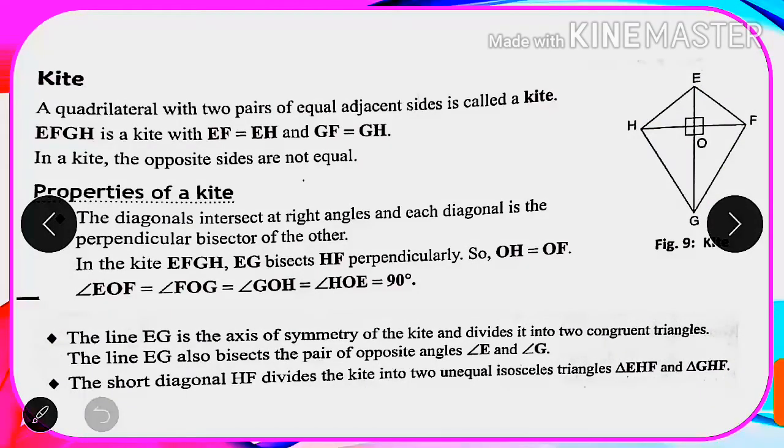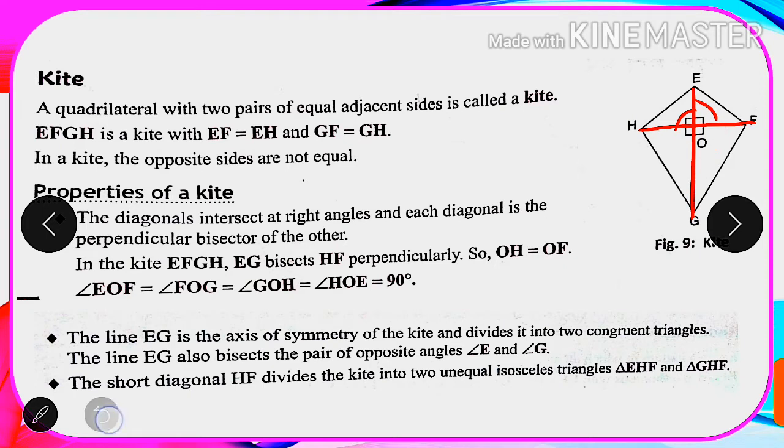In a kite, if we join the opposite vertices, that is, here the vertex opposite to H is F, if we join H and F, we will get one diagonal. Similarly, if we join the opposite vertices E and G, we will get another diagonal. And these two diagonals will cut each other at 90 degrees. Means this angle will be 90 degrees, this will be 90, this will be 90, and this will be 90 degrees. Each angle will be 90 degrees here.